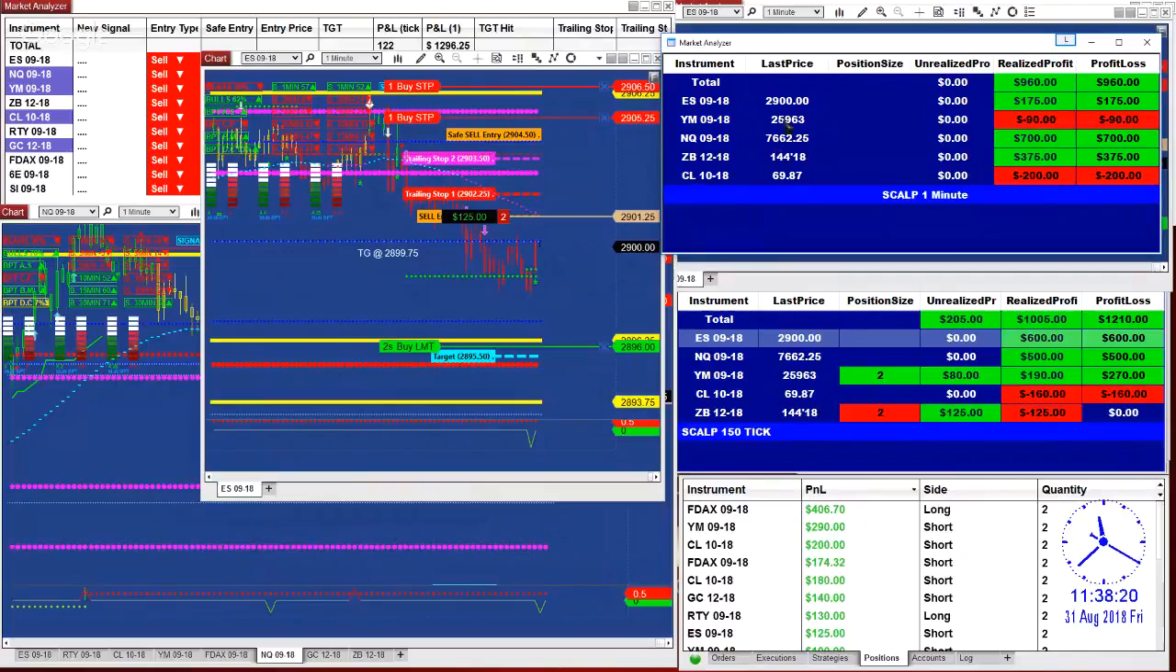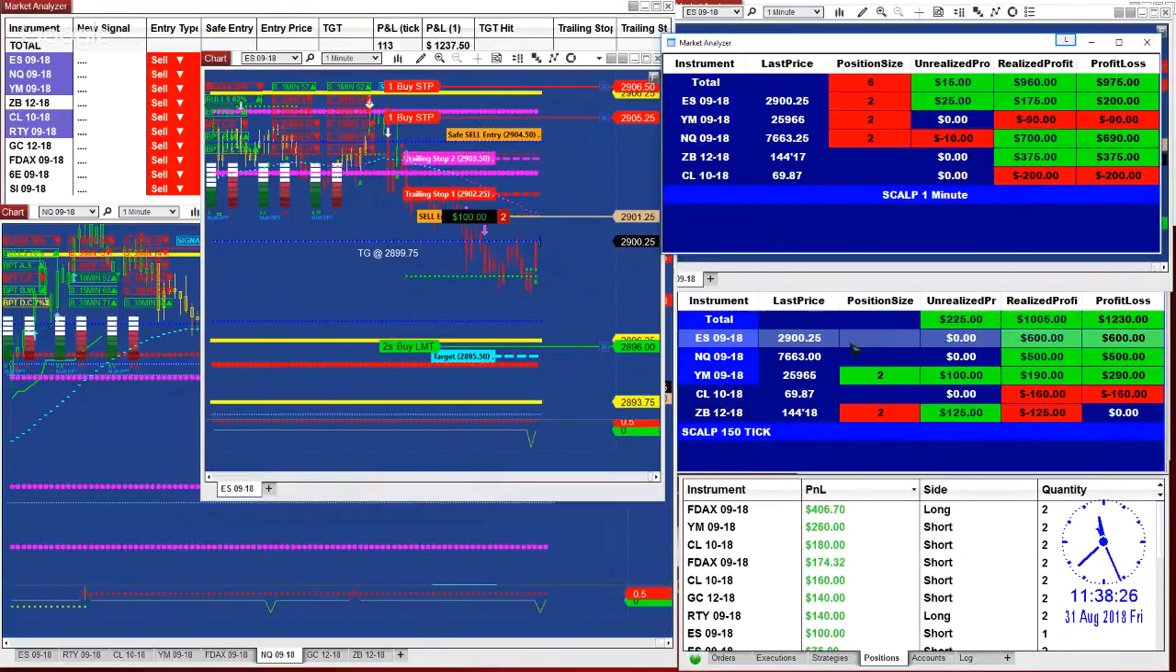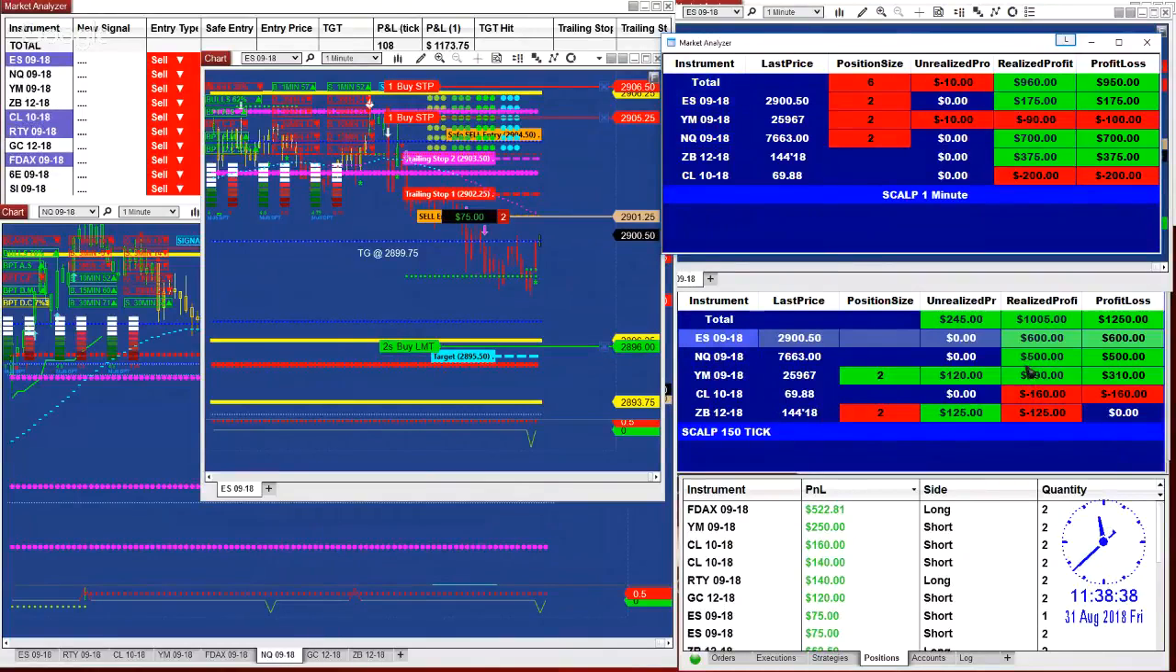That's not bad. ES flat on the 1 minute is only 175, but on the 150 ticks, nailed 600 scalping, 500 on the Nasdaq, YM 190. Forget the CL and the 30-year Treasury bond. YM, Nasdaq, ES 190. There are a little over 1,000 on ES, Nasdaq, Dow Jones.